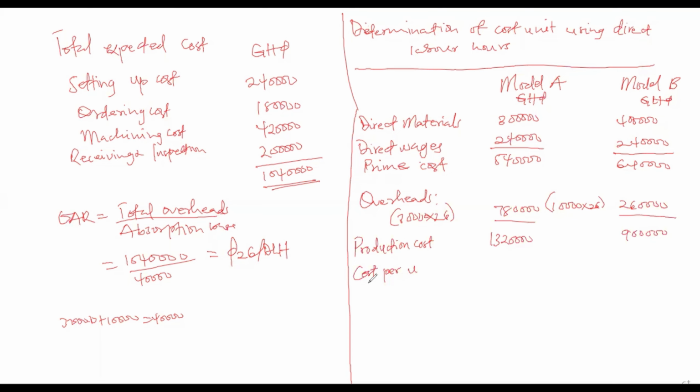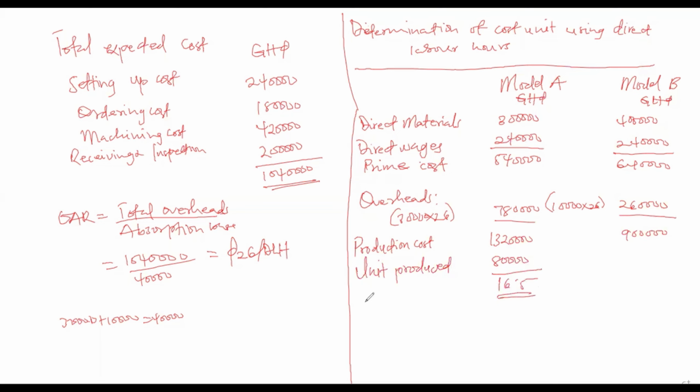Then we have to divide by the units produced. For model A, the units produced is 80,000. So when we divide 1,320,000 by 80,000, you have 16 cedis, 50 pesos.